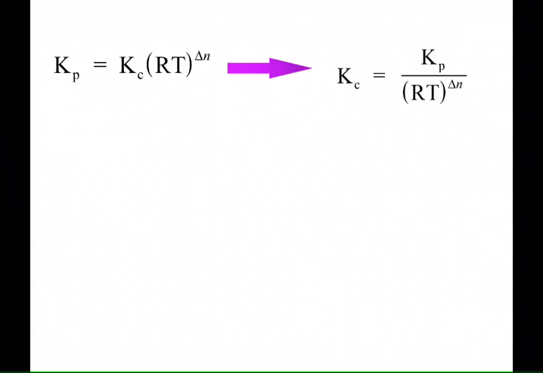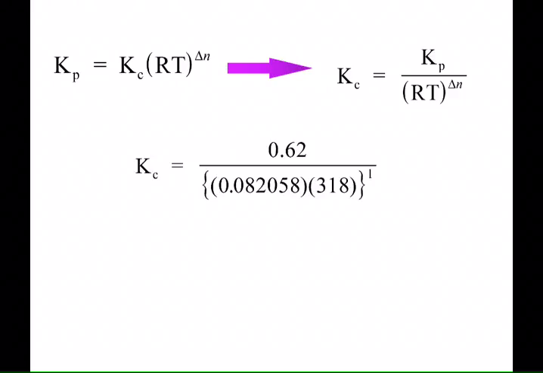It's not too bad. Your equilibrium constant in terms of molar concentrations is 0.62 divided by 0.082058, that's your R, times your temperature, 318 Kelvin. It's weird to see that I don't have any units here, but I guess I don't care about units in this case because my equilibrium constants, whether it's C or P, are all going to be unitless. If I was doing this on paper, I would include my units, even though it's going to be unitless on the left.